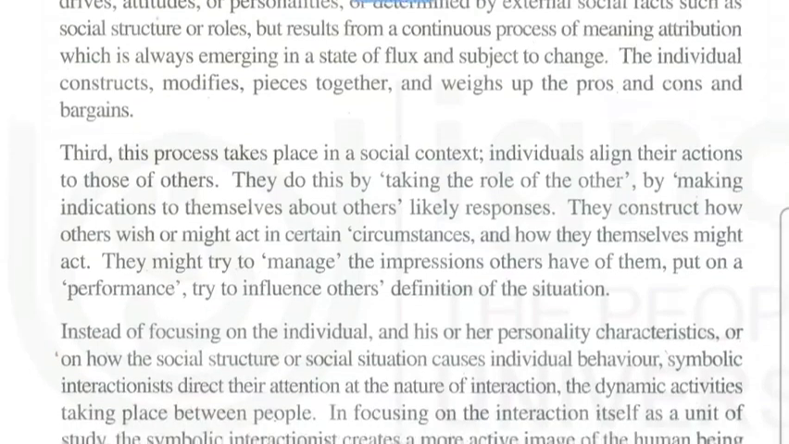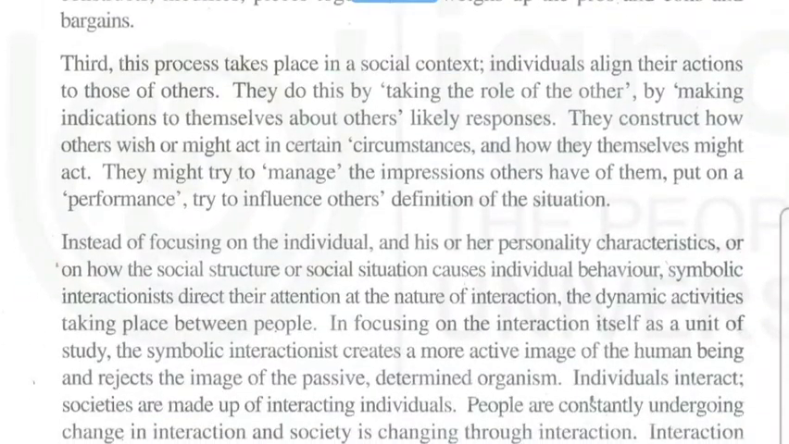Third, this process takes place in a social context. Individuals align their actions to those of others. They do this by taking the role of the other, by making indications to themselves about others' likely responses. They construct how others wish or might act in certain circumstances, and how they themselves might act. They might try to manage the impressions others have of them, put on a performance, try to influence others' definition of the situation.